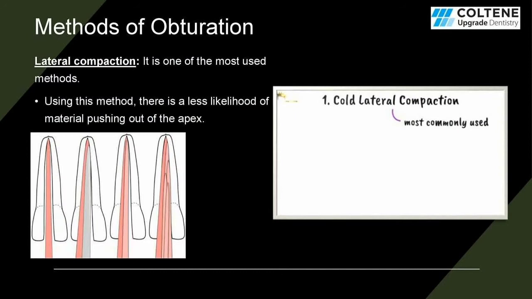When we talk about the different methods of obturation, the first thing that comes into our mind is lateral compaction. Undoubtedly, it is the most commonly used method, and it has been taught to students, and it is still the most common method used due to its simplicity. But even so, there are many advantages and disadvantages which govern the use of this method. In this short clip, we'll understand how this method is used.